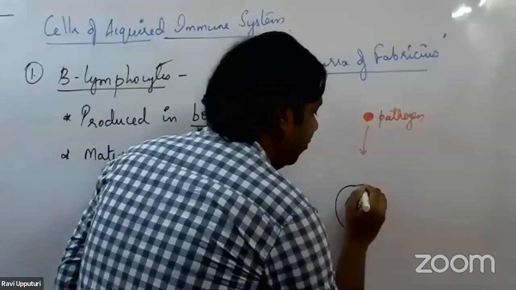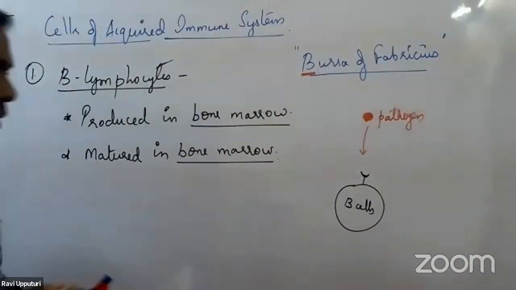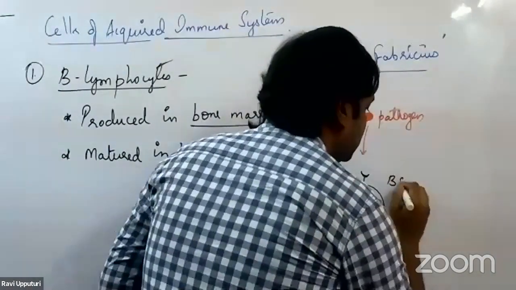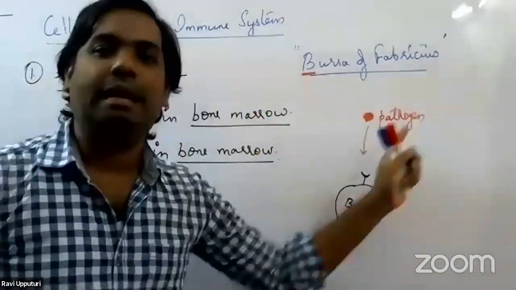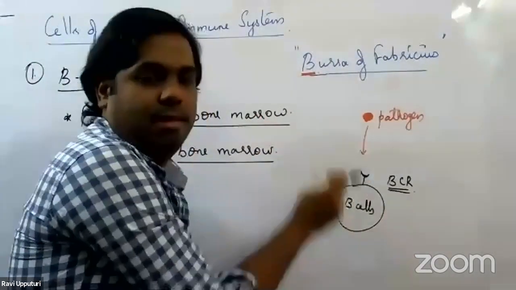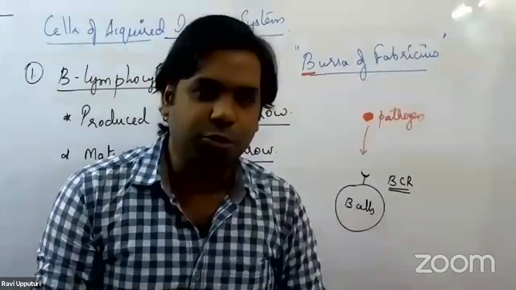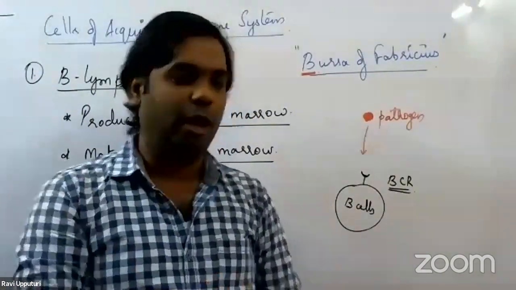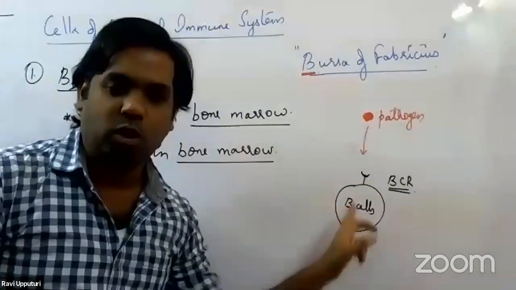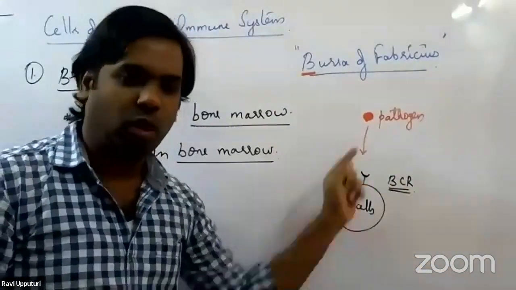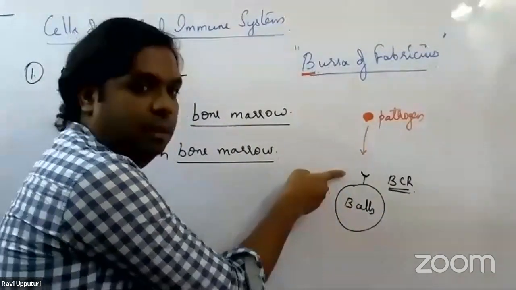On the surface of the B lymphocytes, there is a small receptor. This receptor is called the B cell receptor, or simply BCR. What do we mean by a receptor? A receptor is nothing but a receiving molecule. This B cell receptor, present on the surface of the B cell, we also call a membrane bound receptor. We'll talk more about this in later sessions. For now, remember that on the surface of the B cell, there are certain B cell receptors.